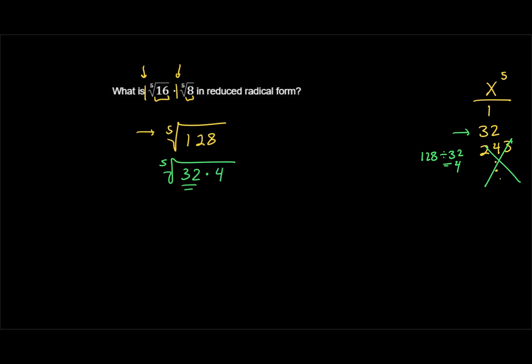I'll continue to break this apart. We have the fifth root of 32 times the fifth root of 4. And I often skip this step, writing it out there. But to finish it off, the fifth root of 32 is 2, and we can't take the fifth root of 4, so we leave it like that.